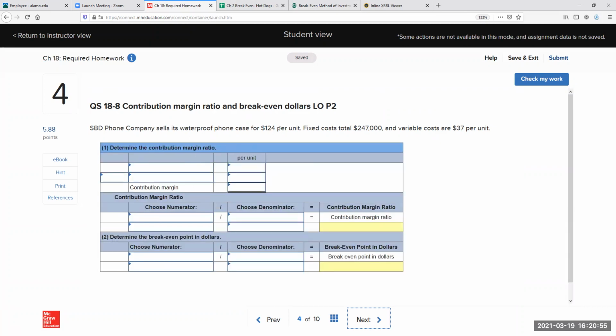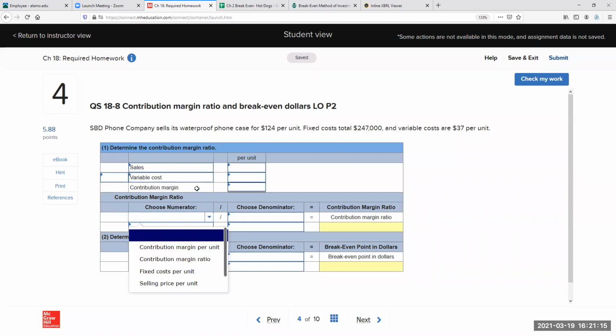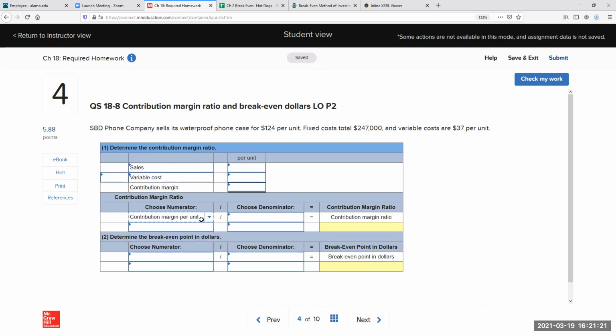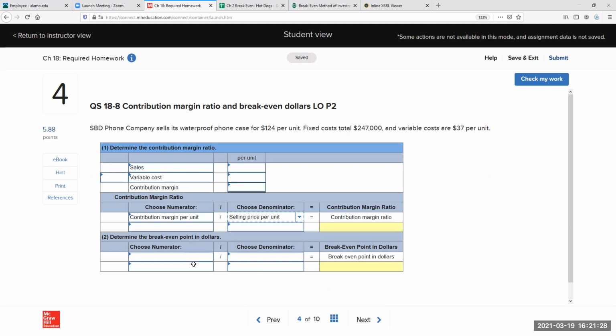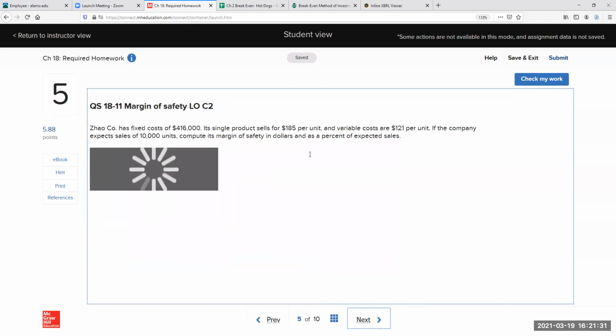Sells its waterproof phone cases for 124, fixed cost, variable cost, contribution margin, ratio, and break even. I'm not going to do this, and I think y'all know how to do that. Contribution margin ratio is sales minus variable cost. Remember the contribution margin that you're making per unit. I'm making $4 on every pizza divided by what your sales are, your selling price. And then the break even is the fixed divided by that.